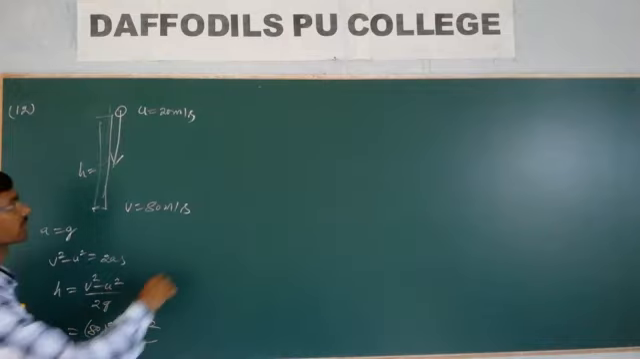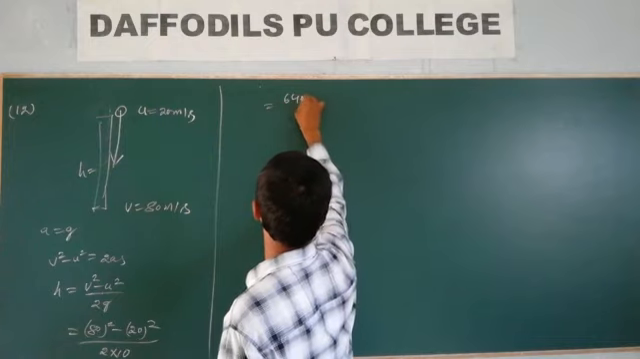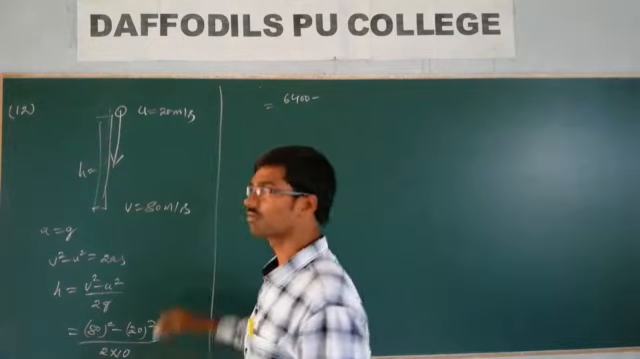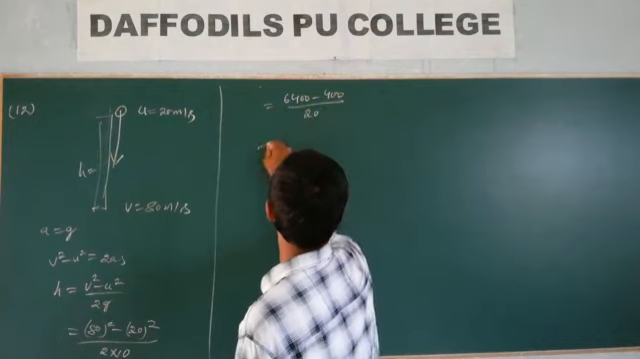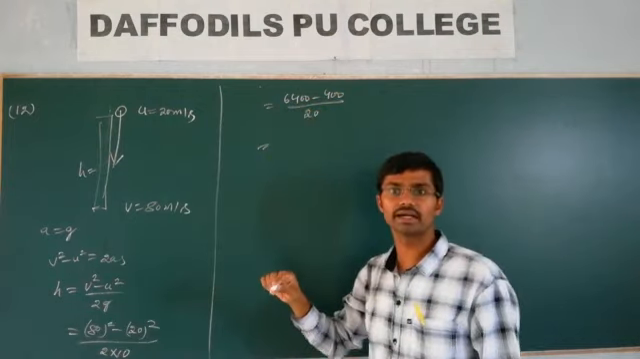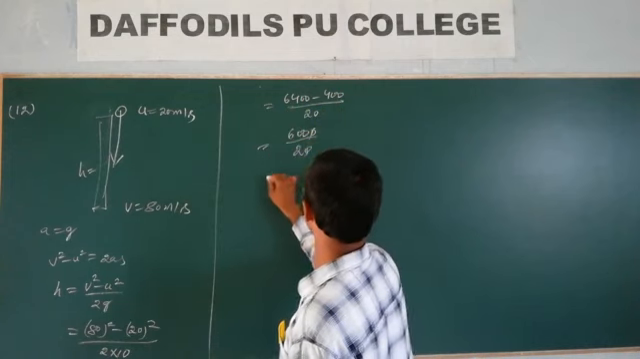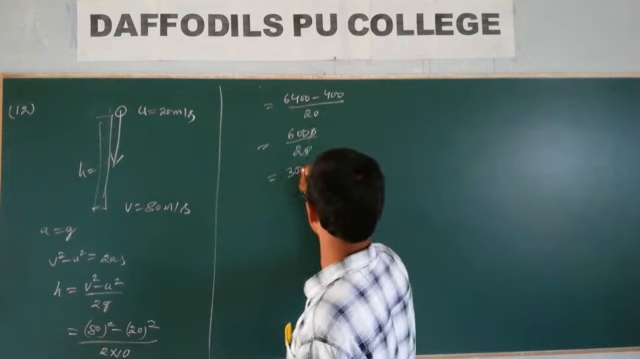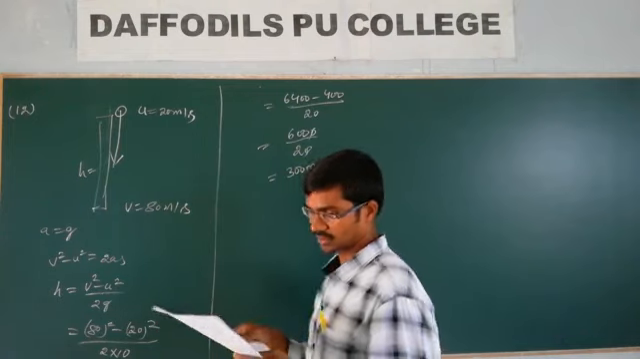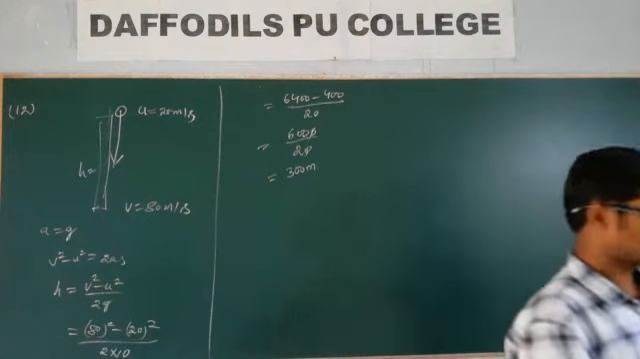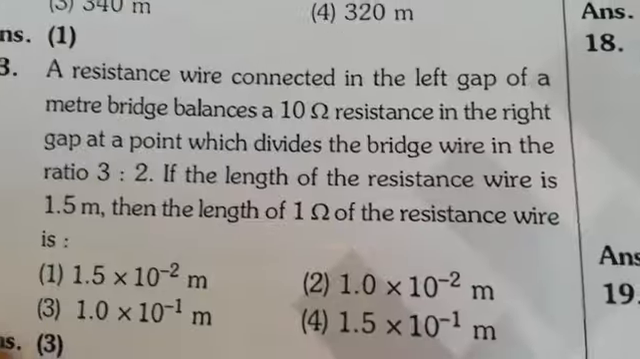Now you substitute 80 square minus 20 whole square by 2 into 10. That is equal to 6400 minus 20 square, 400, by 20. That is equal to 6400 minus 400, 6000 by 20. Then that is equal to 300 meter, which is the first option.